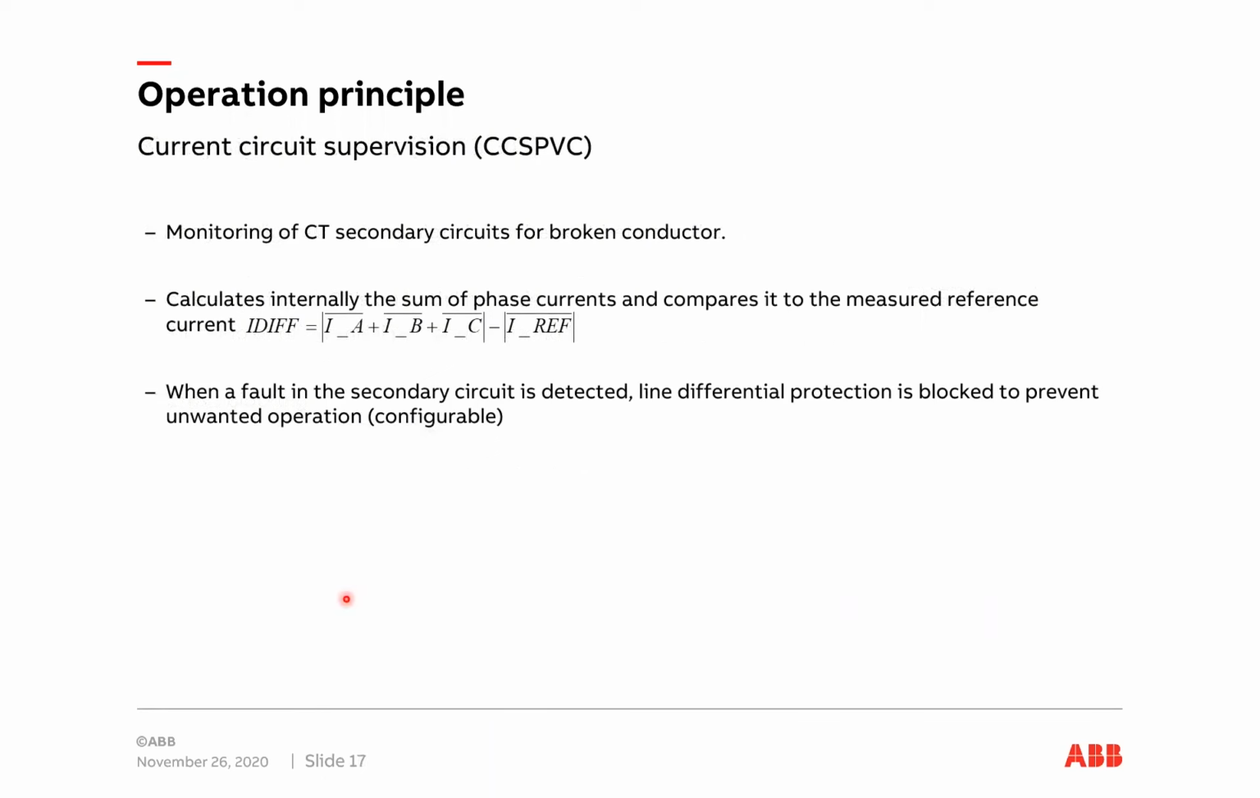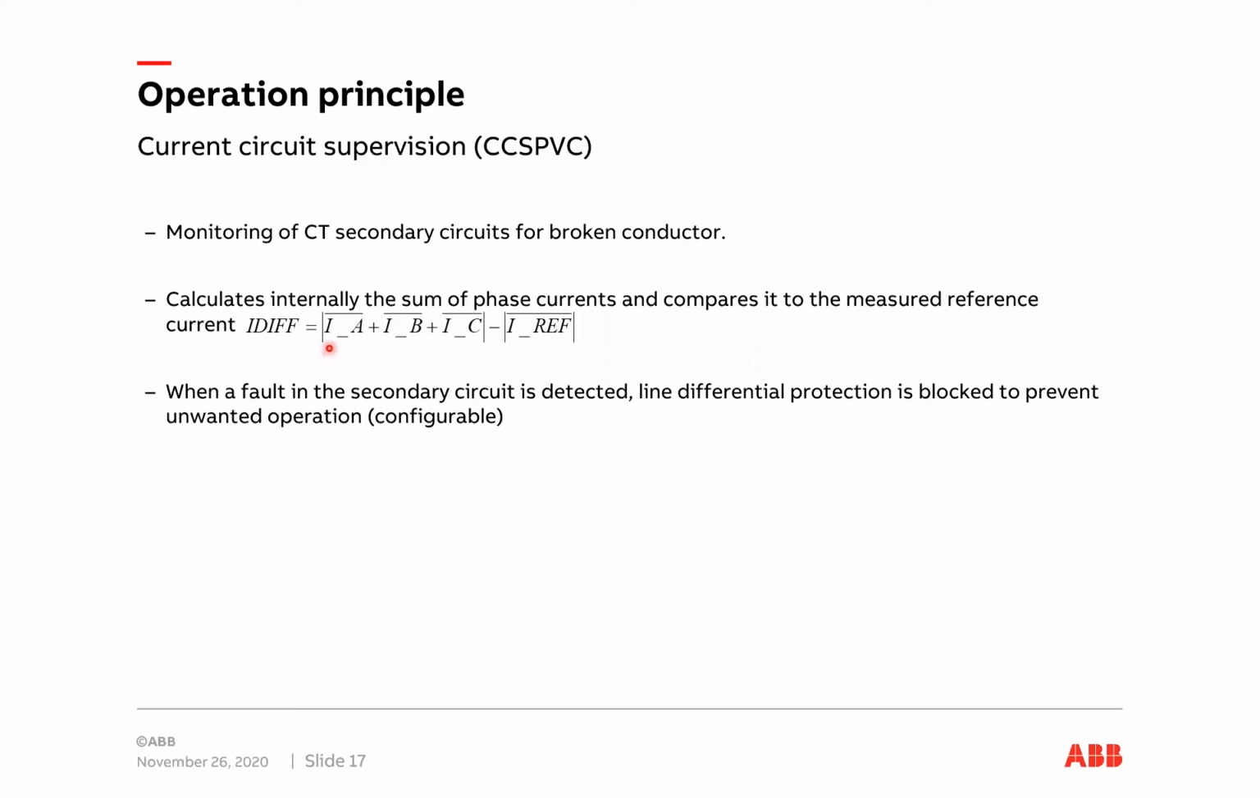Then we have the current circuit supervision function. This function is continuously monitoring the CT secondary circuit in case you have a broken conductor between the CTs and the relay. Because if that happens, it means that the relay will measure wrong current, and that will result in the line differential protection operating.